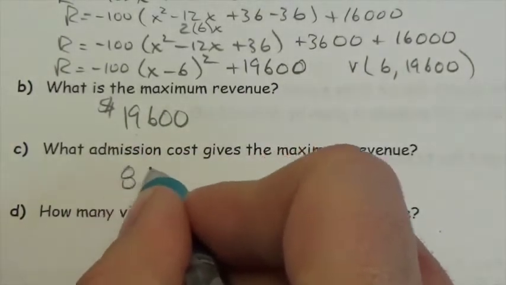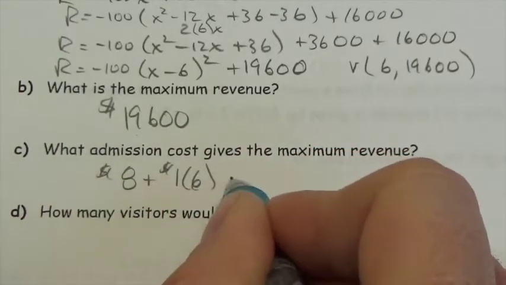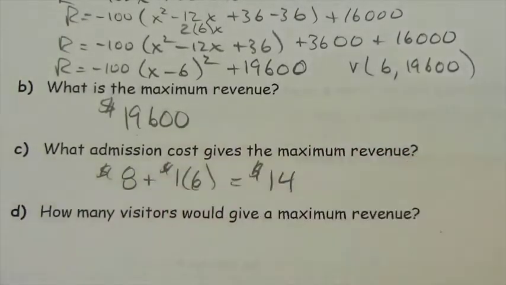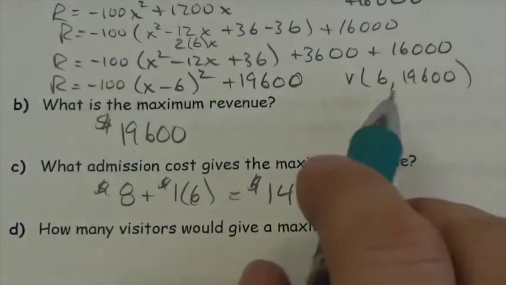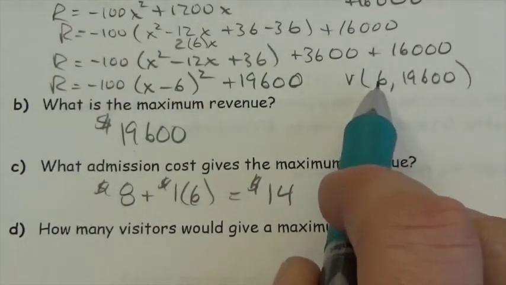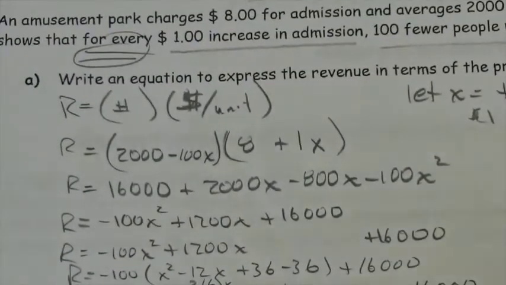So $8 plus $1 6 times. The admission price here is $14. Now, how many visitors would give you that maximum revenue? Well, bear in mind that we just discovered here that when x is 6, we get the maximum revenue. So we just go back up to here.